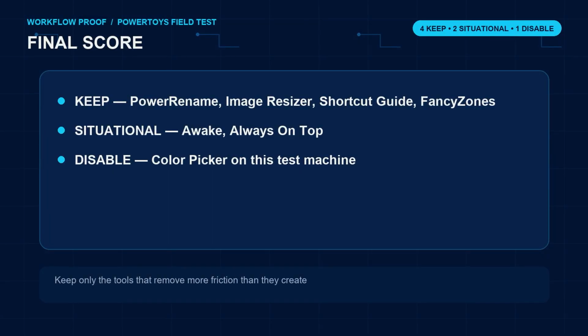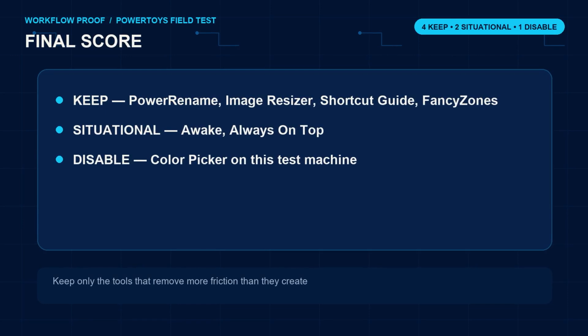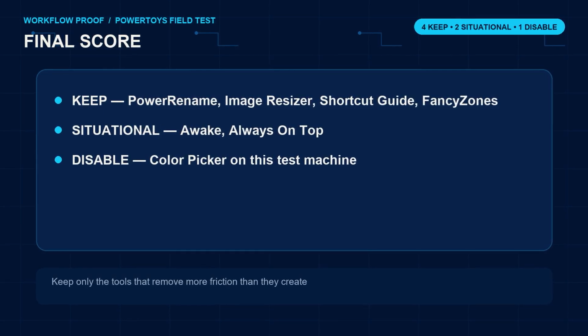The 4 permanent winners are PowerRename, Image Resizer, Shortcut Guide, and FancyZones. Awake and Always on Top are useful on demand. Color Picker failed the known color test and stays out until it passes a retest. The broader lesson is not to enable every PowerToy. Start with a repeated task, define what success looks like, and keep only the utility that removes more friction than it creates.